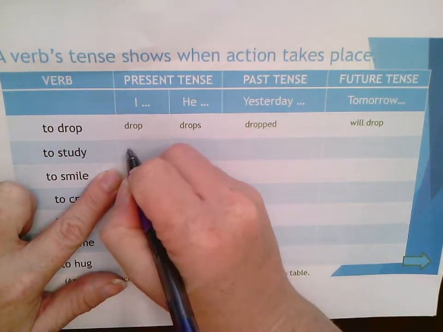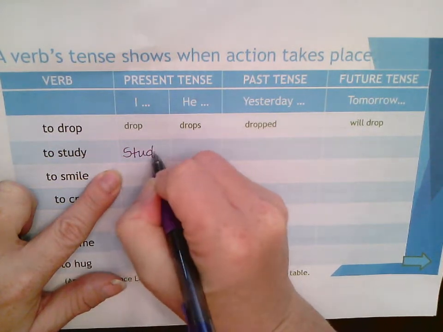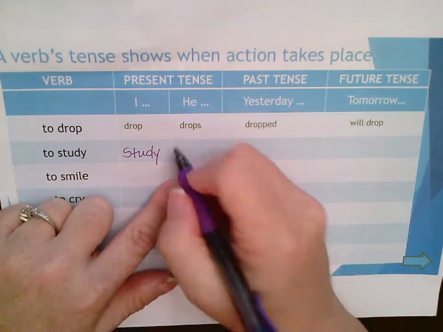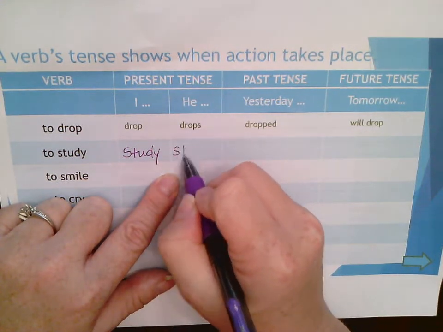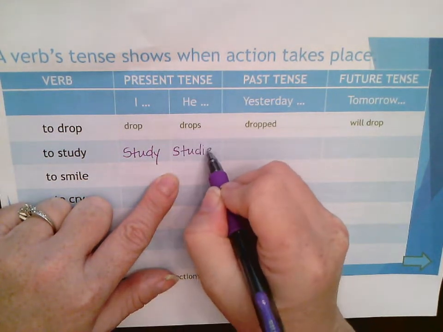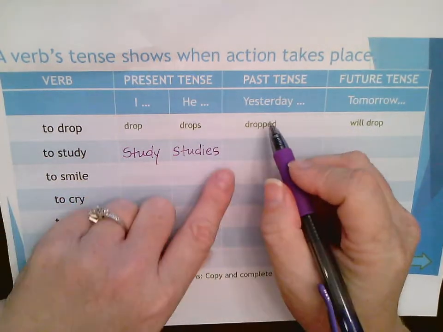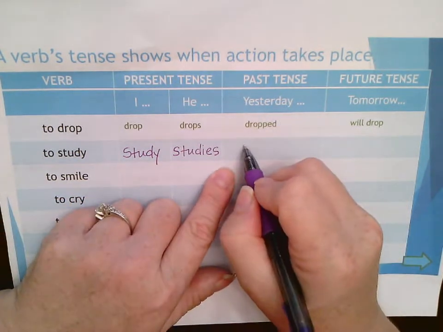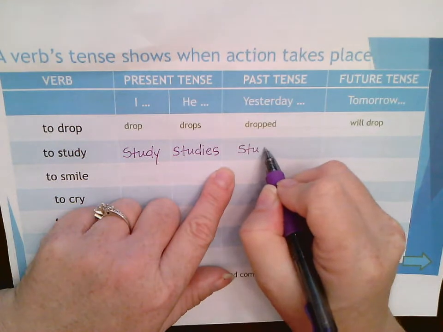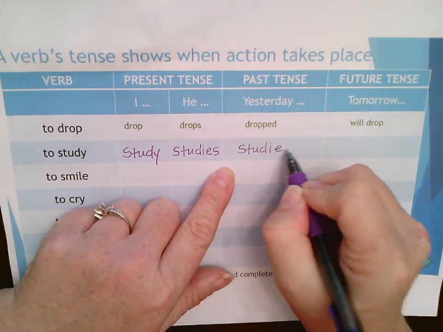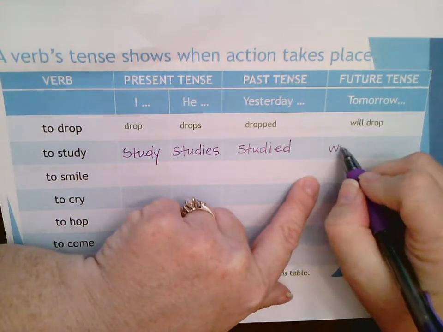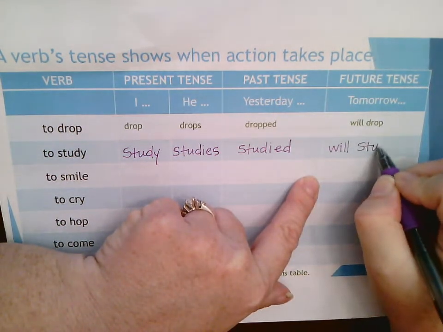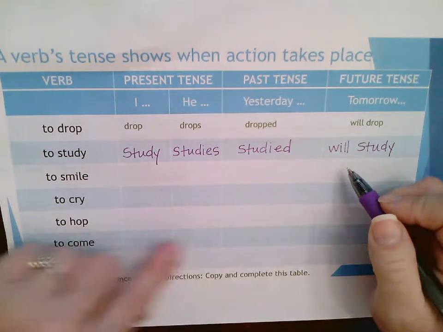So let's take to study. I study. He studies. Ooh, gotta change that Y to an I first. And then add ES. In the past tense, I studied, change that Y to an I, and add ED. And tomorrow, in the future, I will study. I just add will in front of it.